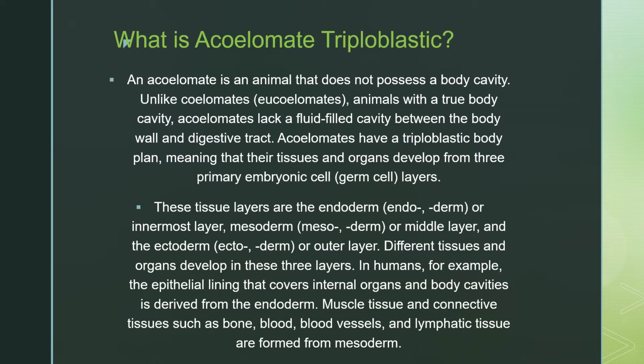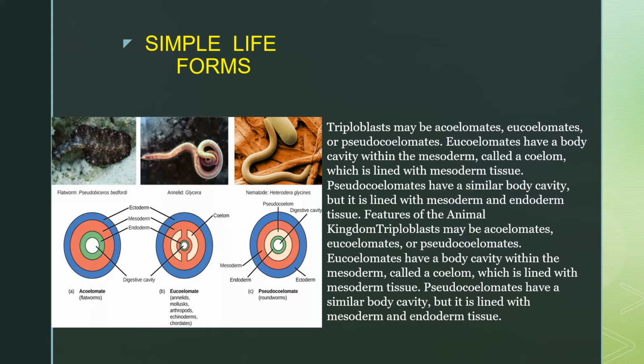In humans, for example, the epithelial lining that covers internal organs and body cavities is derived from the endoderm. Muscle tissue and connective tissues such as bone, blood vessels, and lymphatic tissue are formed from mesoderm. This picture illustrates the three primary embryonic cell or germ cell layers.